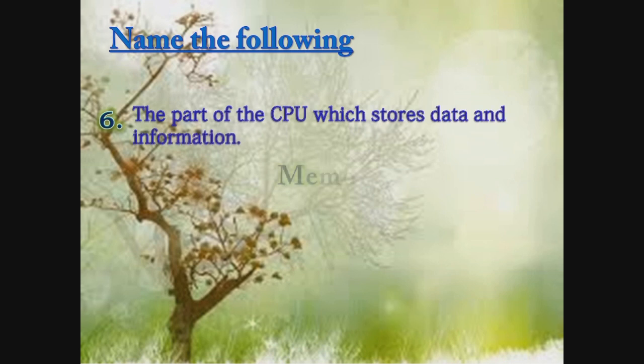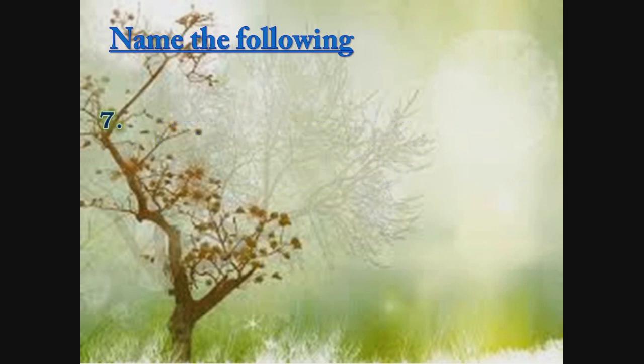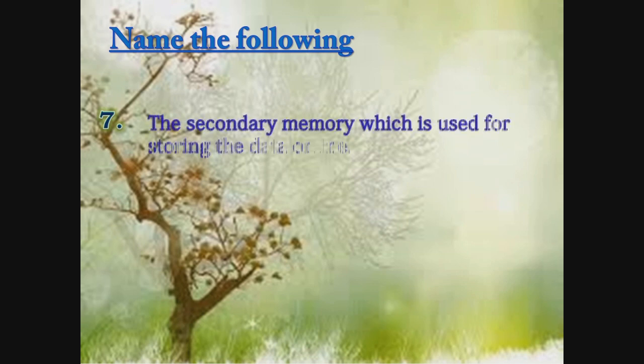The part of the CPU which stores data and information, that is memory unit. The secondary memory which is used for storing data online, that is cloud storage. So these are the extra questions from the previous chapter, that is chapter 1.